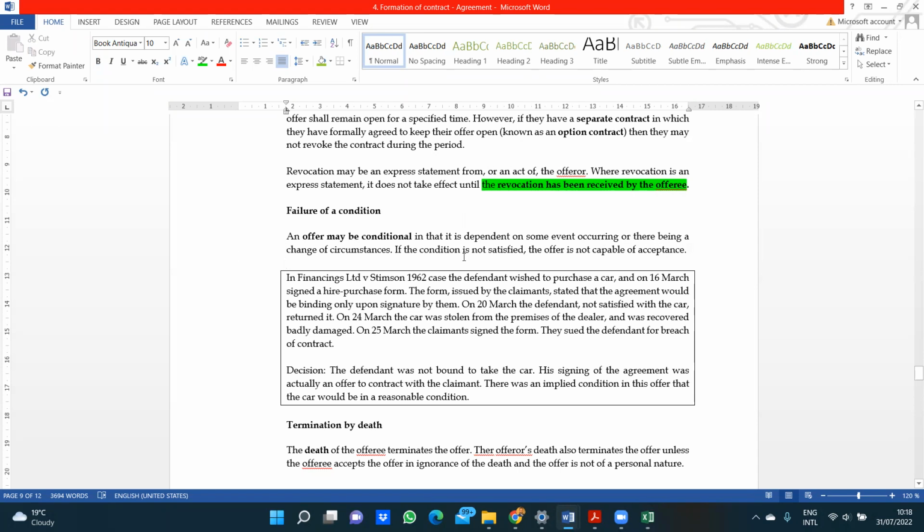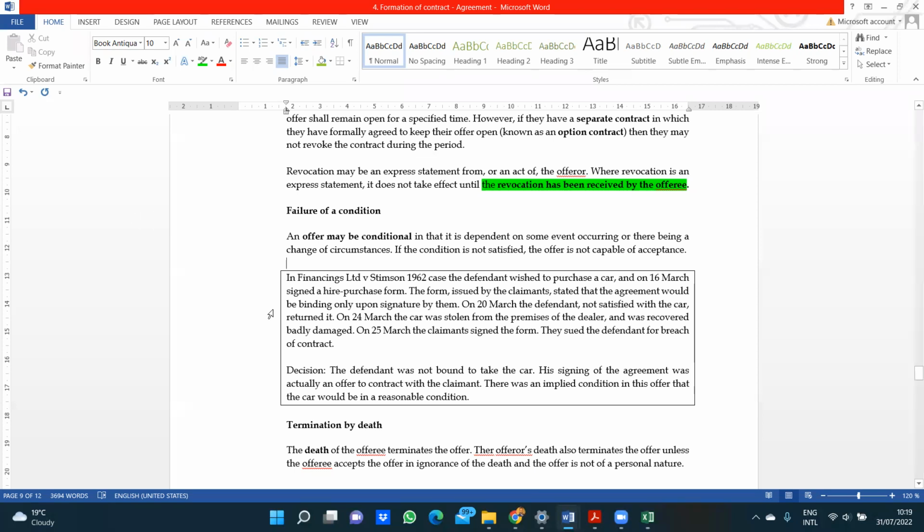If there is a condition, some offers can be conditional. Some condition has to occur for the offer to move on. But if the condition has not occurred, then the condition is not satisfied, and the offer is not capable of acceptance.